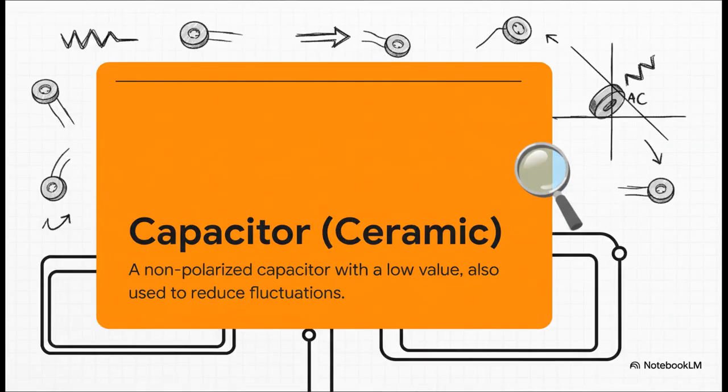And this little orange guy is a ceramic capacitor. It pretty much does a similar job, smoothing out the power, but the big deal here is that it's non-polarized. That just means it doesn't have a positive or negative side, so you can just pop it in your circuit any way you want. Easy.